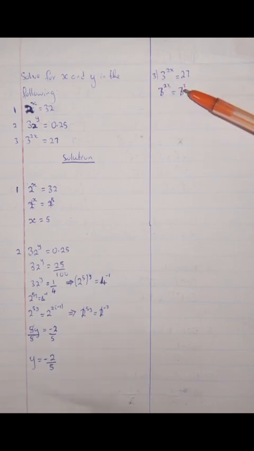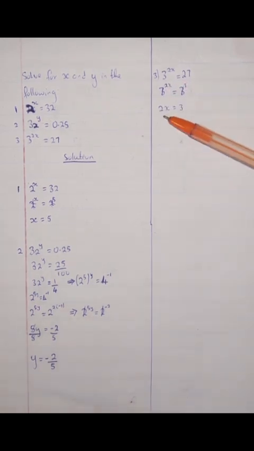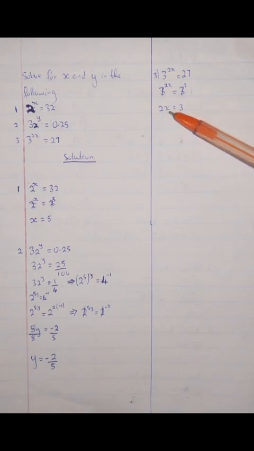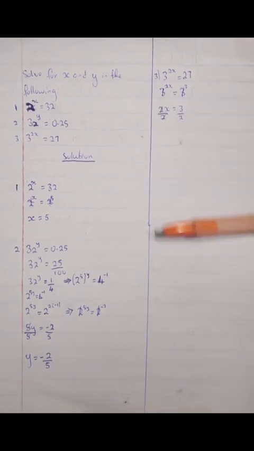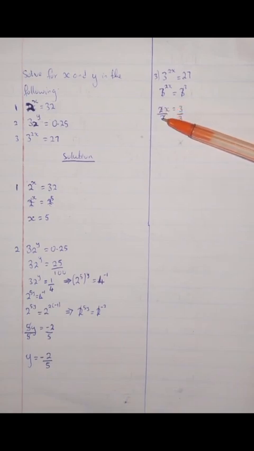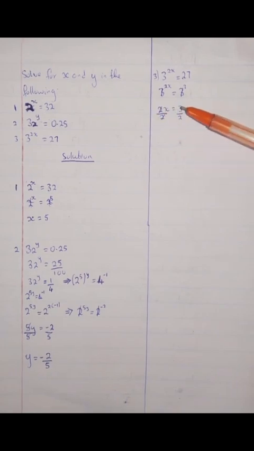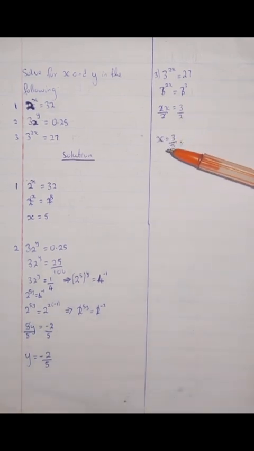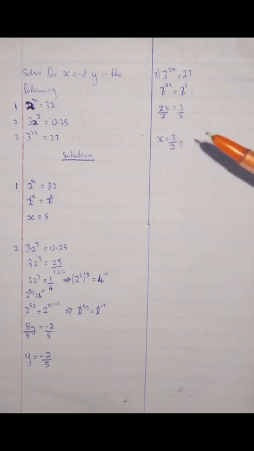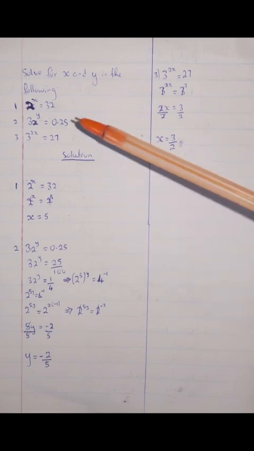So since we have 2x equals 3, we can now find x. For us to find x, we divide both sides by 2, which is the coefficient of x. 2 here and 2 here, so we cancel out. 2 cannot divide 3, so we are left with x equals 3 over 2. Now the value for x is equal to 3 over 2. So this is how we can solve simple and easy questions under indices.